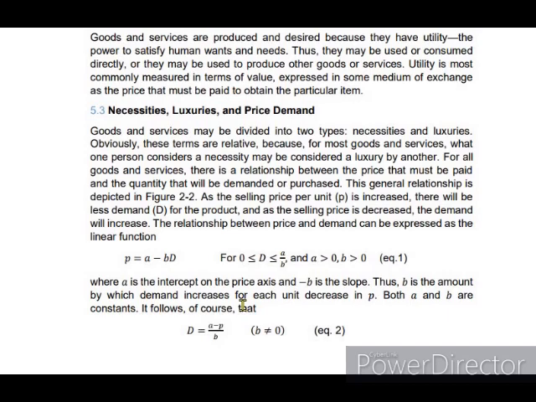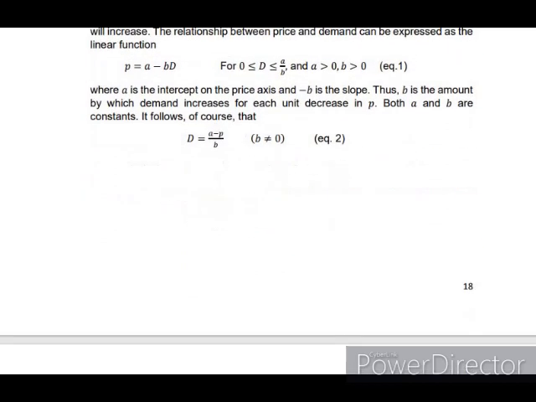Thus, b is the amount by which demand increases for each unit decrease in the price. Since b is the slope, it describes the rate of increase for each unit decrease in price. Both a and b are constants. It follows, of course, that the demand is equal to a minus the price, all over b. So b, or the slope, should not be equal to 0. There should be a rate of increase or decrease.